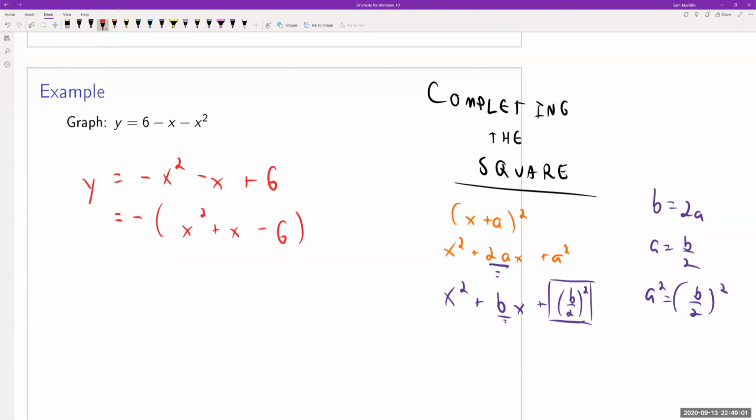Next, I'll look at this part here: x squared plus x. I could write this, if I would like, as x squared plus 1x. This 1 is my b, which means that b over 2 squared is going to be 1/2 squared, or 1/4. So I will need to get a 1/4 in order to factor this piece.